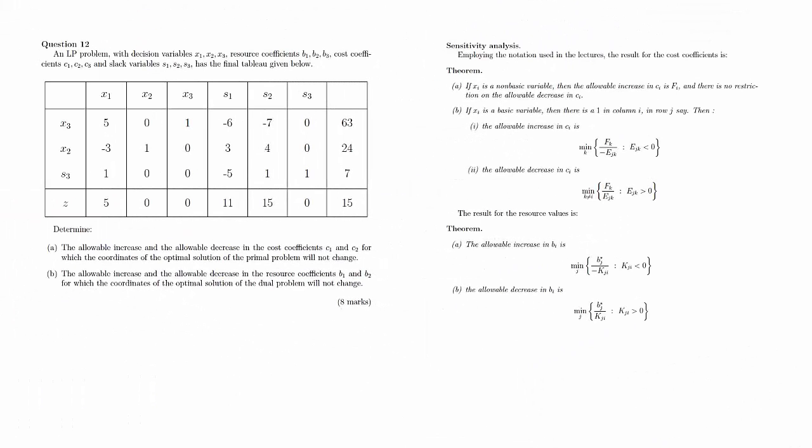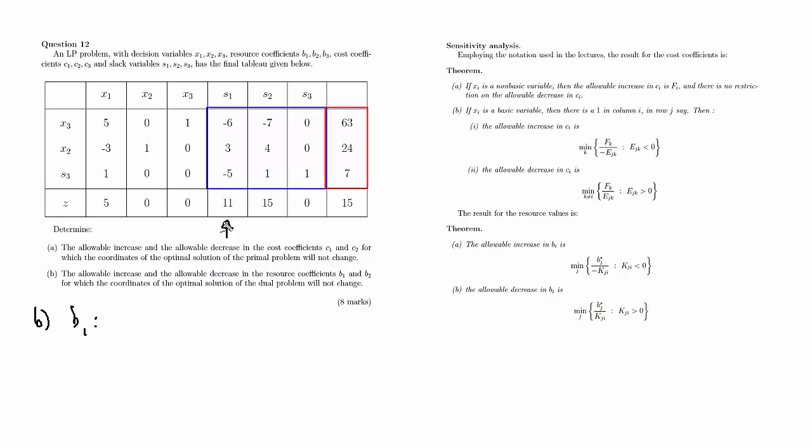Now we'll move on to part B. To find the allowable increase and decrease for a resource variable, we have to look at the area of the tableau that's underneath the slack variables. Here, our slack variables are S1, S2, and S3, and we're interested in this box here, which will be the matrix K, and this box here, which are the values B star. To find the increase and decrease for Bi, we have to look at the ith column of K. So for B1, we're going to look at the first column.